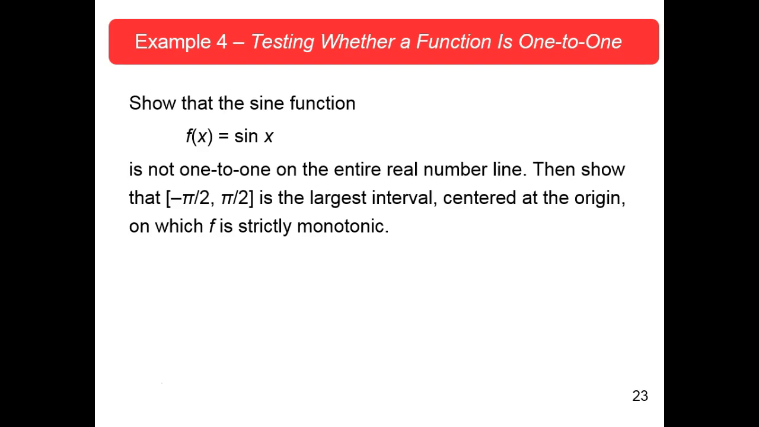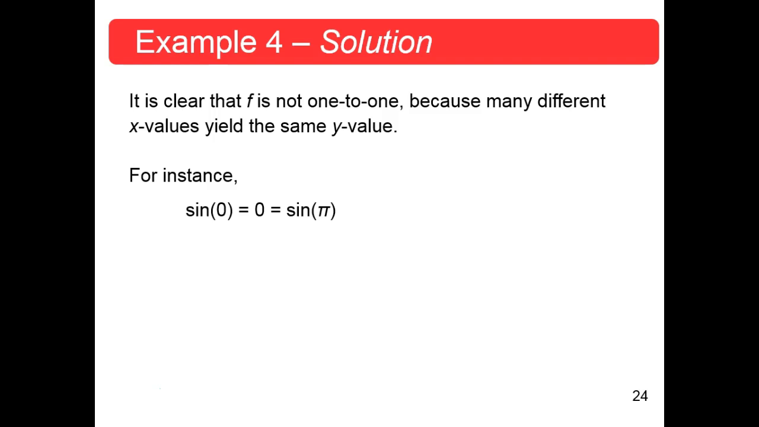This is the one we use as the standard, negative pi halves to pi halves. It is monotonic there. So sine in general is not always 1-to-1, but if you restrict it, it would be. Because sine at 0 would be 0, sine at pi is 0, sine at 2 pi is 0, so there are multiple places where it has the same value.